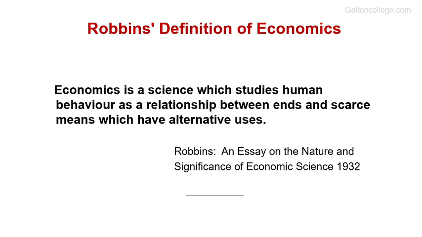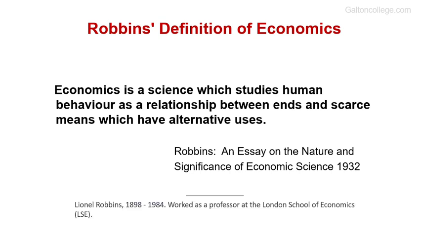It was put forward in 1932 by Robbins, who was at the London School of Economics, just stating what I've just said. He had a long career. This was back in 1932 when he proposed the definition, and this really has become the standard definition now of economics. A lot of other economists have got definitions, but this is the big one.